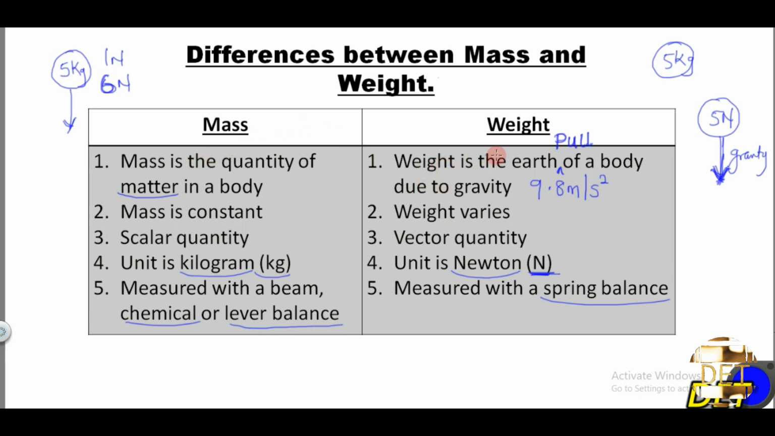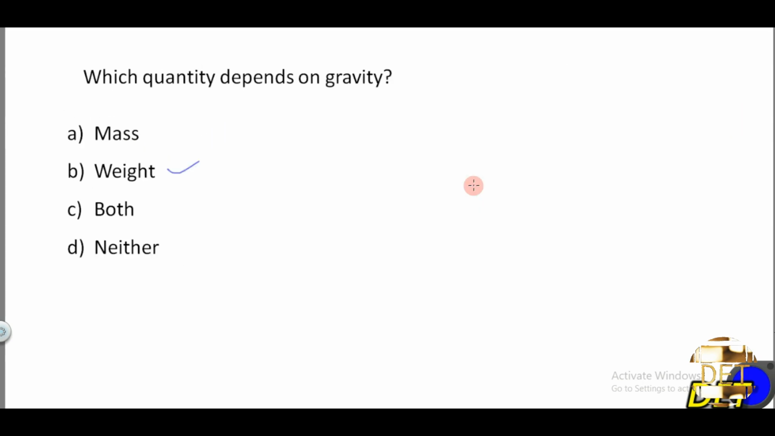So like I said, weight is the earth pull of a body due to gravity. Anything you throw up comes down, right? The reason it is coming down is because of the weight of the body, the weight of the body that is being acted on by gravity. So gravity pulls it down. So weight is the earth pull of a body due to gravity, right? That's a very simple definition of weight, and you should be able to tell me that anytime. So which quantity depends on gravity? It is what? Weight.